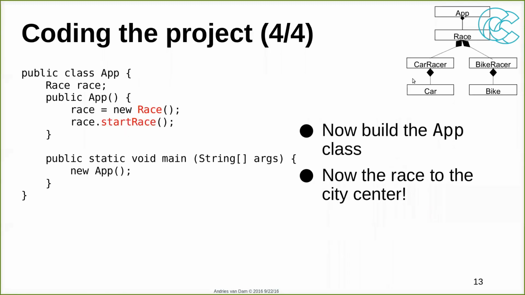So we are going one level up, right? So we talked about car and bike. We talked about the racer, car racer and bike racer. We talked about the race class just in the previous slide. And now here we are talking about the app class. So app class consists of the race, obviously. And now we create a composition between app and race by creating a new instance of race. So once that is done, you simply start the race.